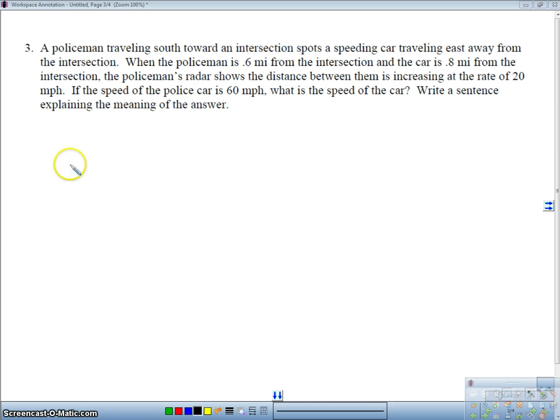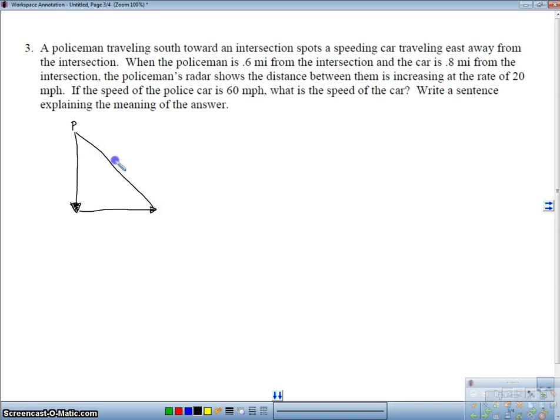So here we go. Now what I like to do is make a picture. Making a picture helps me out. The police officer is going this way. Make an arrow to tell me which way he's driving. And then the other car at the intersection is traveling away from the police officer. And then there is a distance between them like that, right?